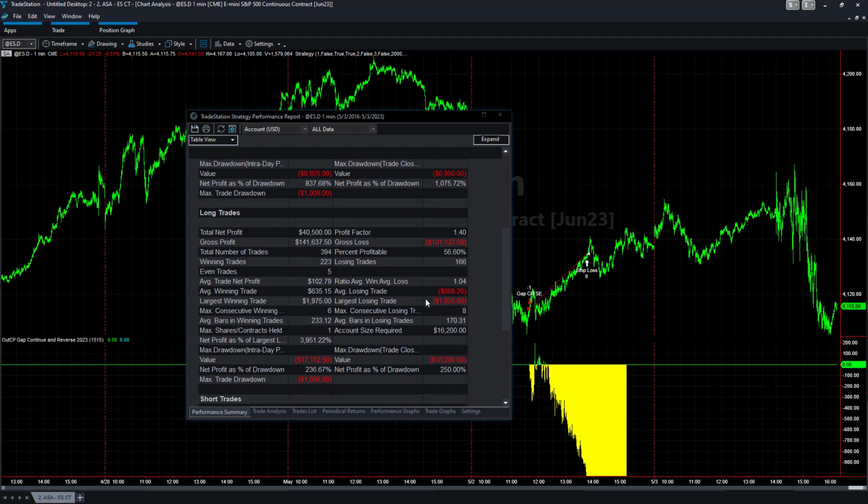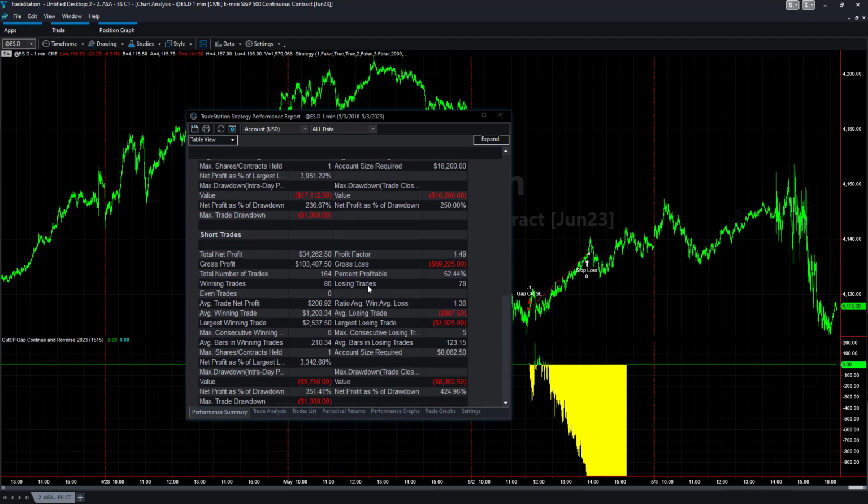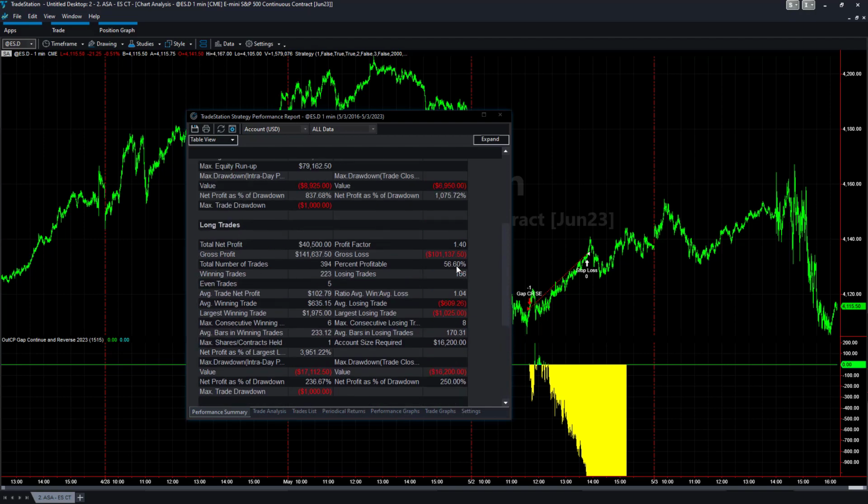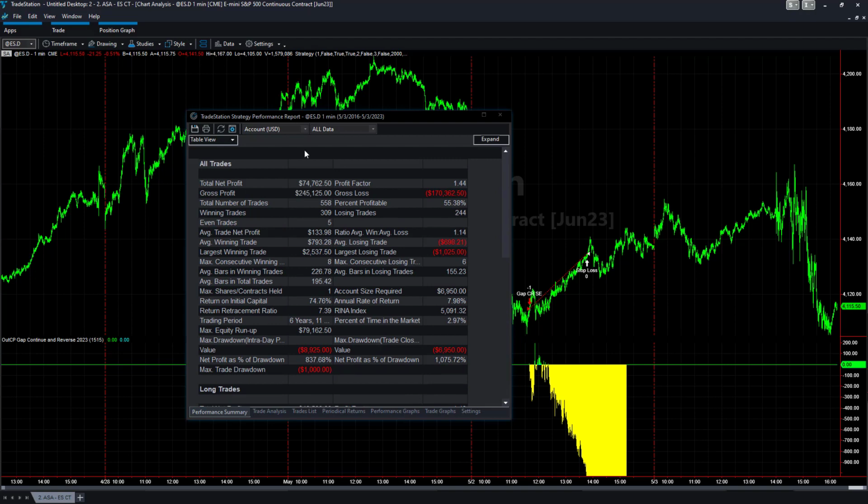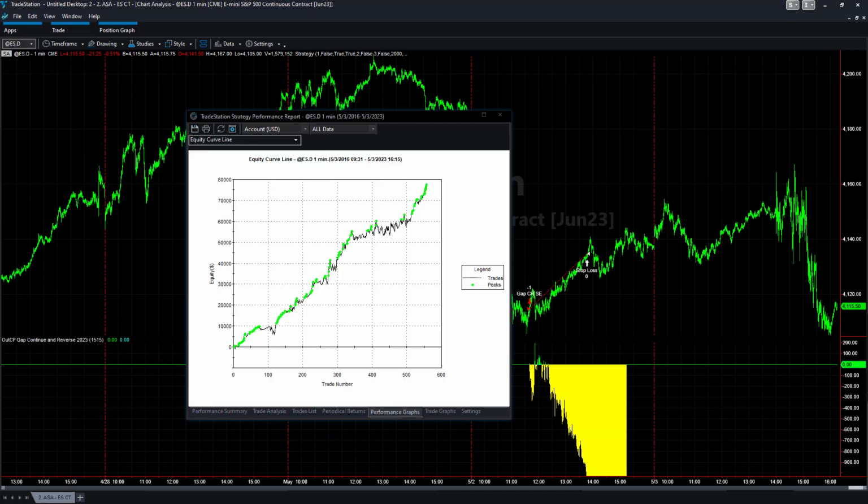The long trades are 40,000. Much bigger drawdown on the long side. The short trades are 34,000. And it's interesting that the drawdowns for the shorts and the longs are both greater than the combined long and short traded together. So here is the equity curve once again.